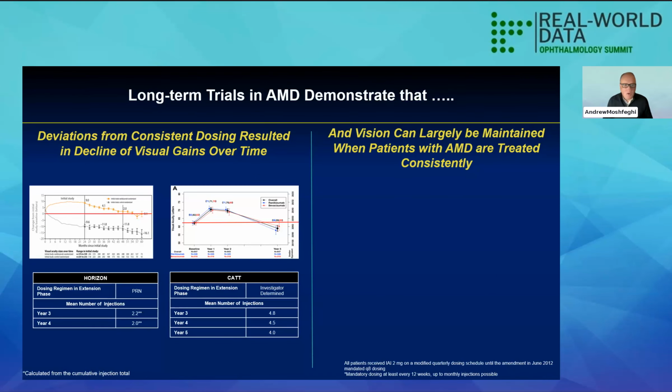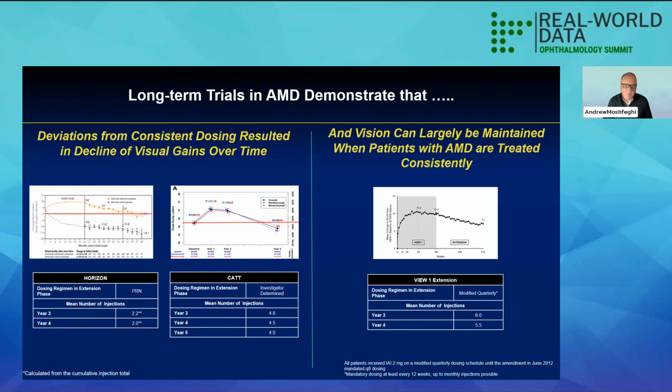We know from long-term experience with the retrospectoscope that when we look at patients who've been treated over a long period of time with wet AMD, deviations from very consistent dosing have been associated with a decline of those initial visual gains over time. You can see that after the dosing strategies have been varied after a period of time, such as shown in the Horizon study with ranibizumab and the CAT study, relaxation in the regimen resulted in a diminished visual gain over time.